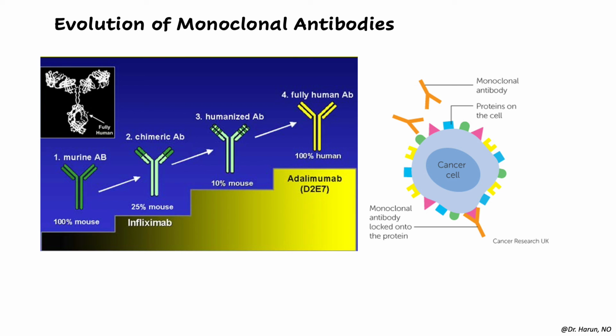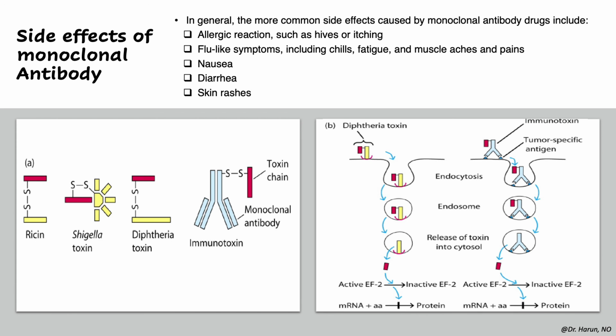Okay, where the monoclonal antibody akan lock onto the protein of this particular cancer cells, and which later this particular monoclonal antibody akan try to kill this particular cancer cell. As you can see, all the very colourful ones adalah the proteins on the surface of the cancer. Okay, manakala side effects of monoclonal antibody, in general there are more common side effects caused by monoclonal antibody drugs, including allergic reaction, hives or itching, flu-like symptoms including chill, fatigue dan juga muscle ache dan also pain, nausea, diarrhea and also skin rash.